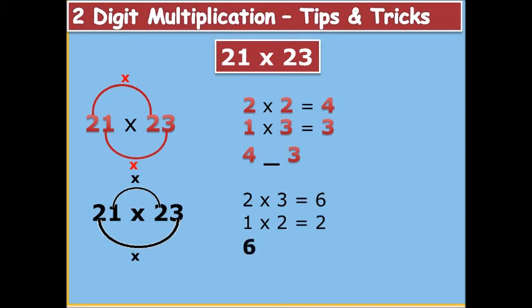So you have 6 plus 2 equals what? 8. And you insert the 8 in the middle of the 4 and 3. So you have 483. So 21 times 23 equals 483.